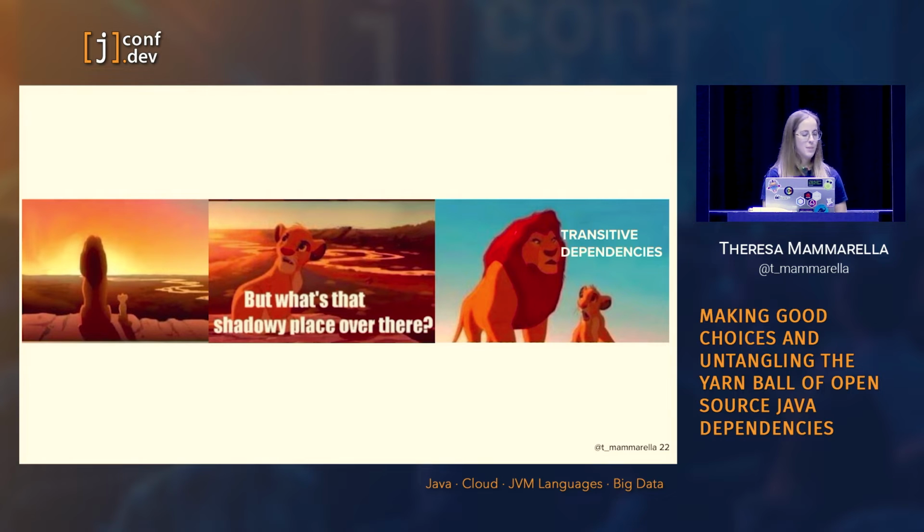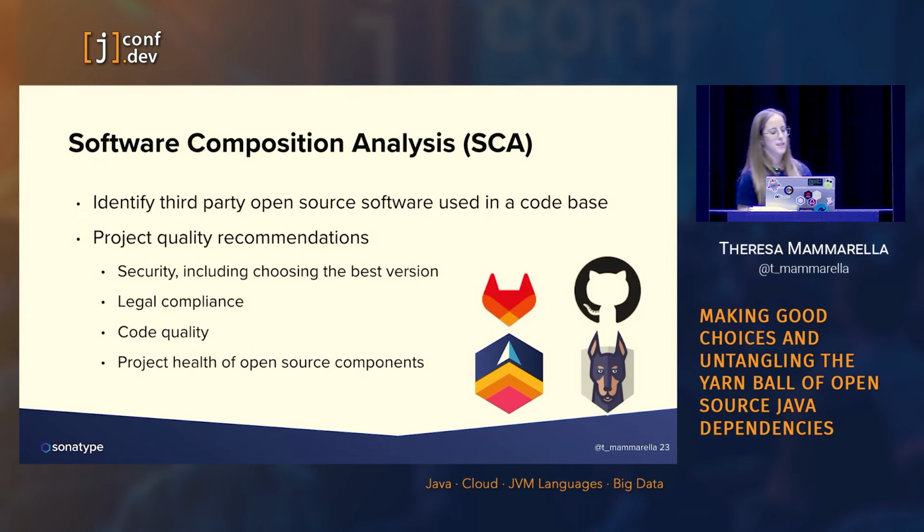And so one type of technology that's been becoming prevalent more recently is software composition analysis tools. Many companies are building free tools around this area: GitHub, GitLab, Snyk, Sonatype has one as well. The purpose of these is to identify the third-party open source libraries that we may be using and provide recommendations around what to do with them. That could be around security, including choosing the best version of that package, legal compliance, code quality, and general project health.